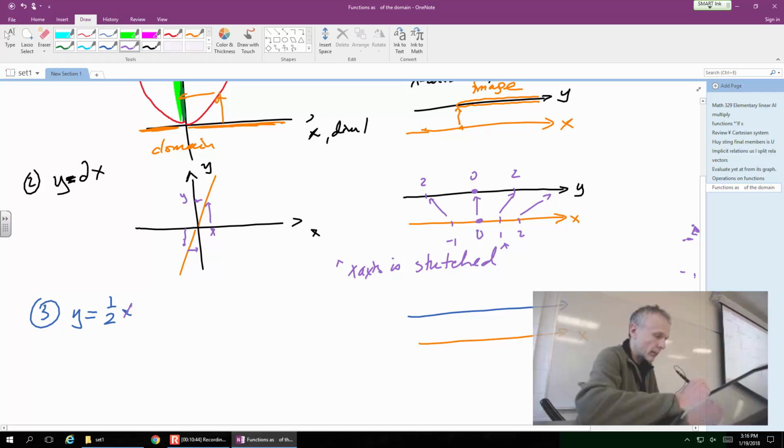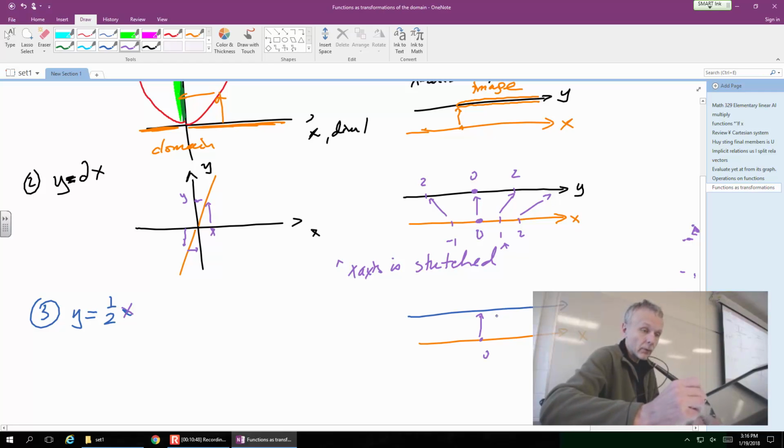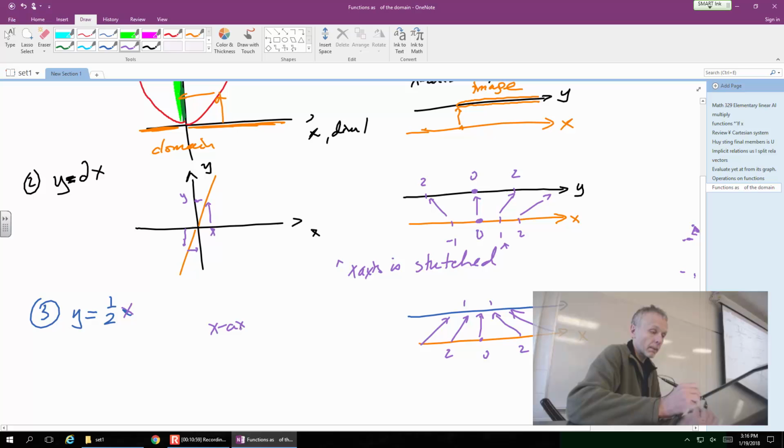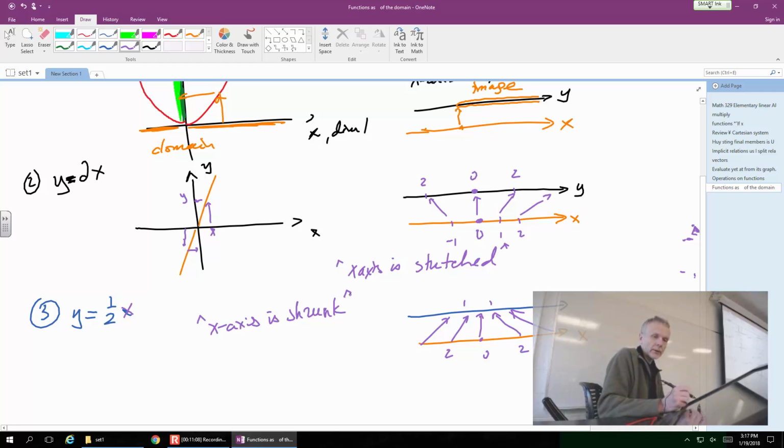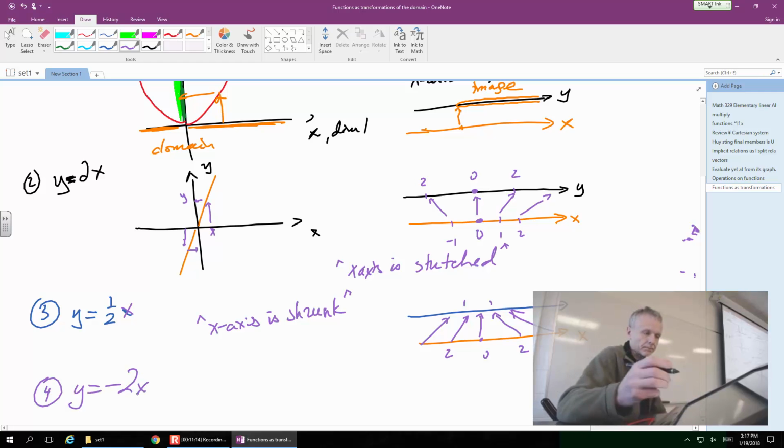So once again, 0 goes to 0. Okay, but the rest goes like this, from 2 to 1, and so on. Okay, so it's a shrink. So the x-axis is shrunk. Okay. So how about this one? y equals negative 2x. What does that do?